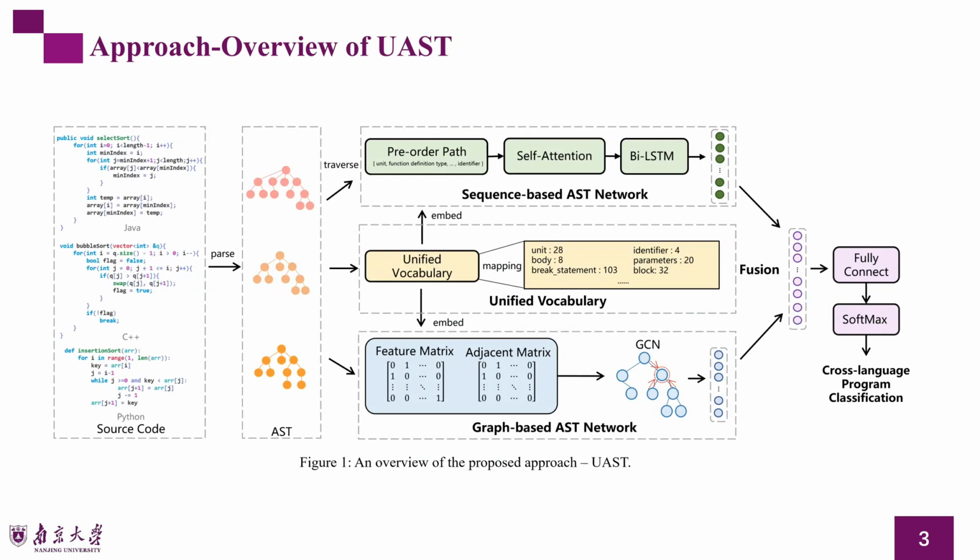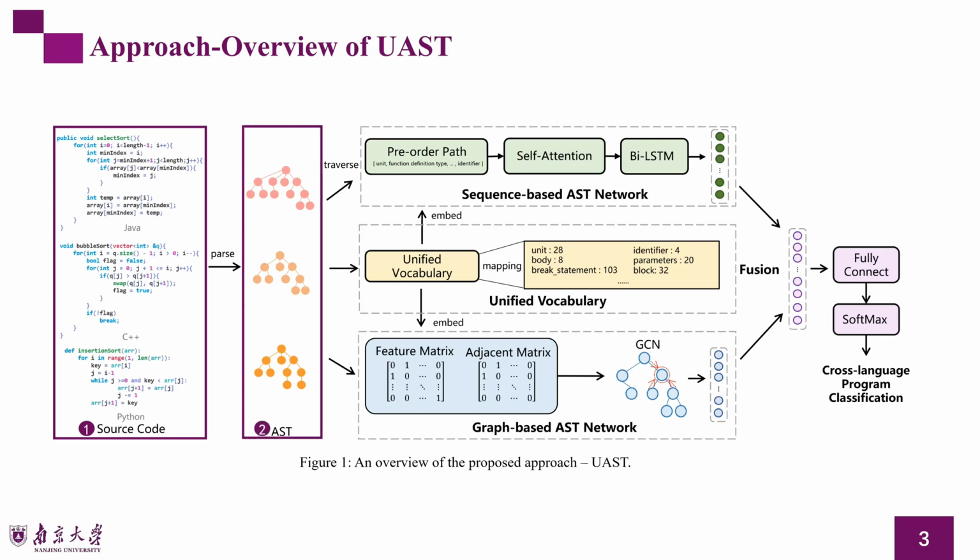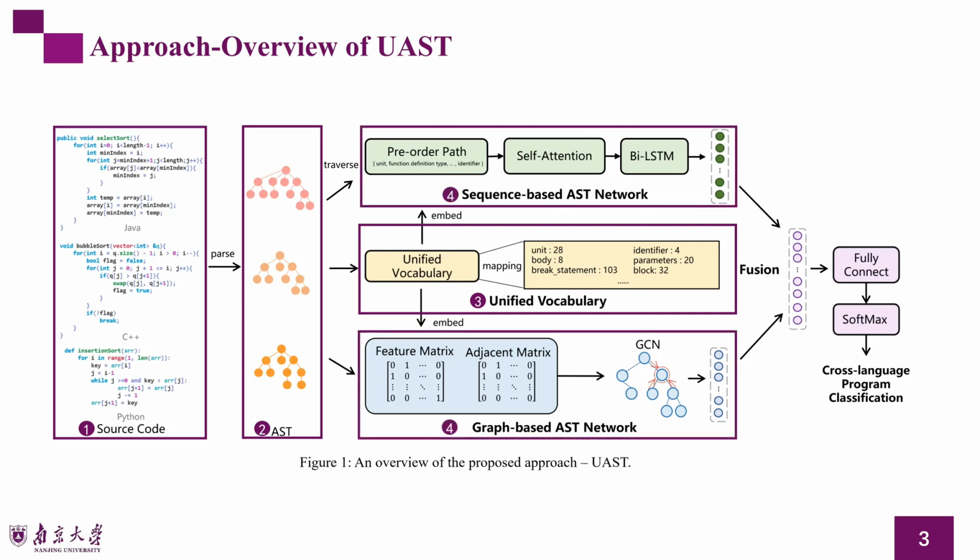To address those problems mentioned above, we proposed a neural network called Unified Abstract Syntax Tree, UAST for short. As illustrated in Figure 1, firstly, we take different programming source codes as input, and then parse them into ASTs. Afterward, we use those ASTs to build our unified vocabulary. Then we perform path embedding and graph embedding using the unified vocabulary on ASTs.